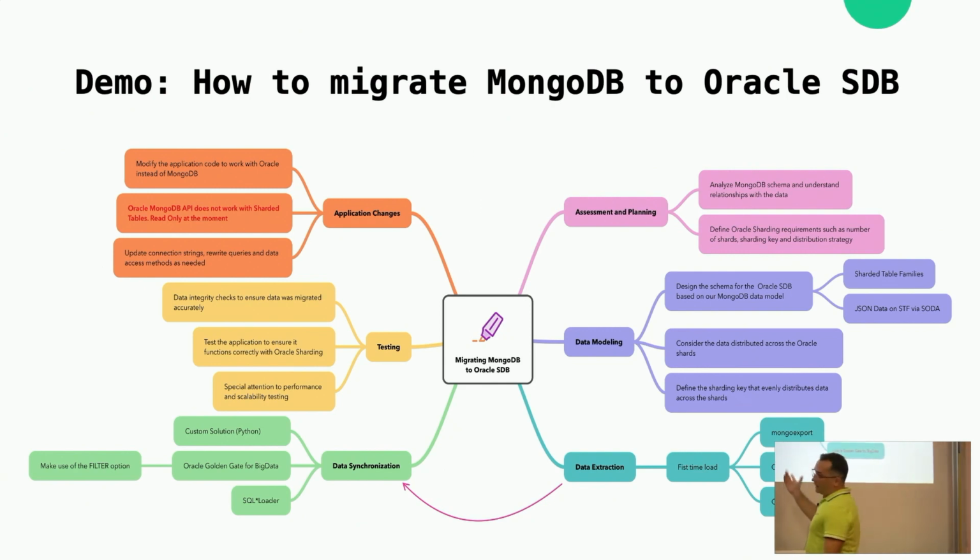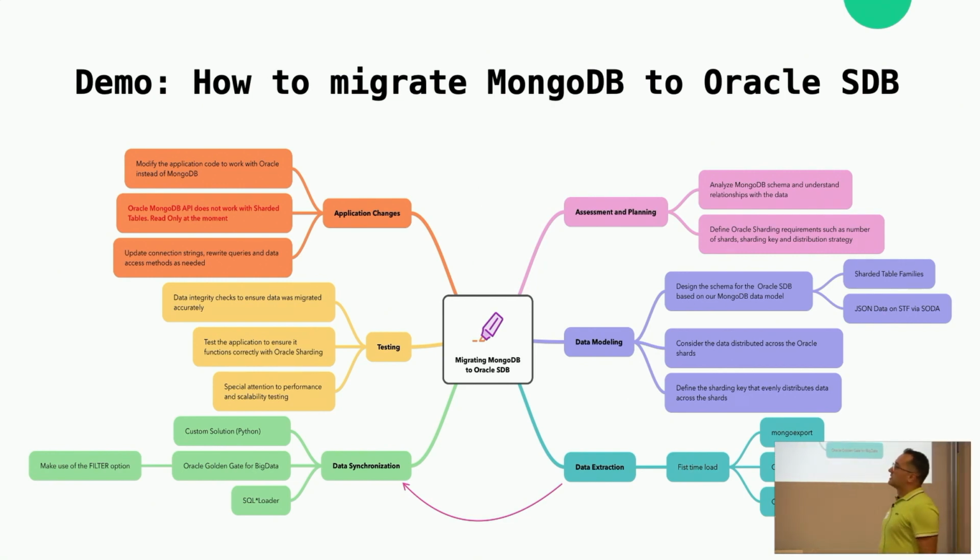And if you want, let's say, continuous data capture and extraction, then of course GoldenGate for Big Data, and then you have to make sure that you use the filter option, because GoldenGate, at least in the version which you can install, is not shard aware. But with the filtering options, you can actually channelize the data to the appropriate shards, if you will, right? And then, of course, you need to do a lot of application testing.